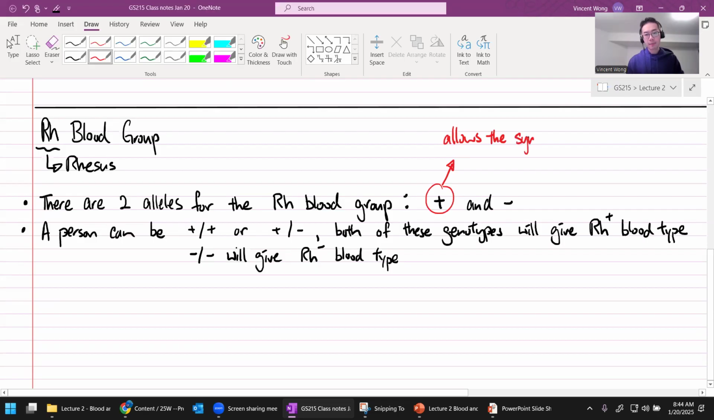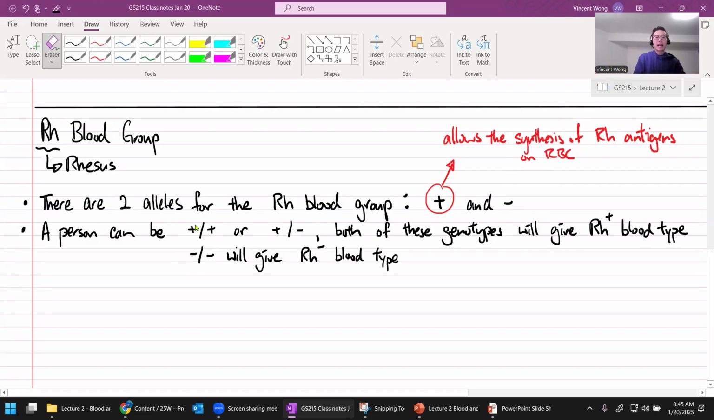the synthesis of Rh antigen on RBC. Remember, these are genes. Genes have the instruction to make proteins. In this case, you're making the Rh protein, and you're going to put it onto the red cell. So the only way to make Rh is if you have the positive allele. If you have the negative allele, you cannot make it, right?